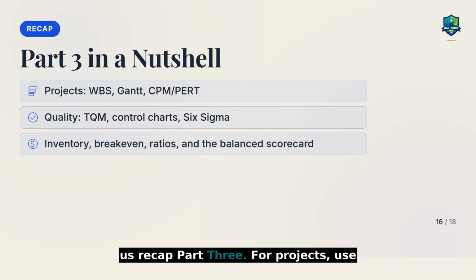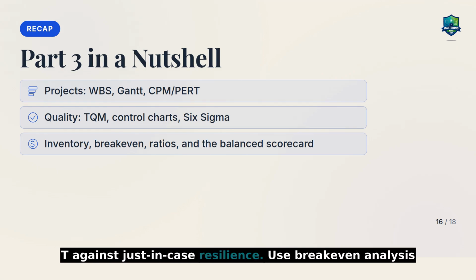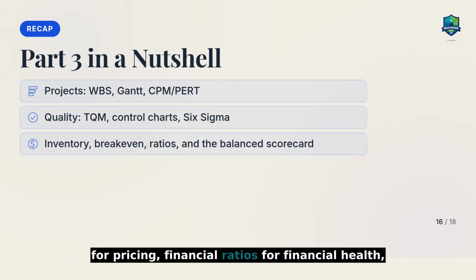Let us recap part 3. For projects, use the work breakdown structure, Gantt charts, and CPM and PERT. For quality, use TQM control charts and Six Sigma. For inventory, weigh economic order quantity and JIT against just-in-case resilience. Use break-even analysis for pricing, financial ratios for financial health, and the balanced scorecard to keep every priority in view.